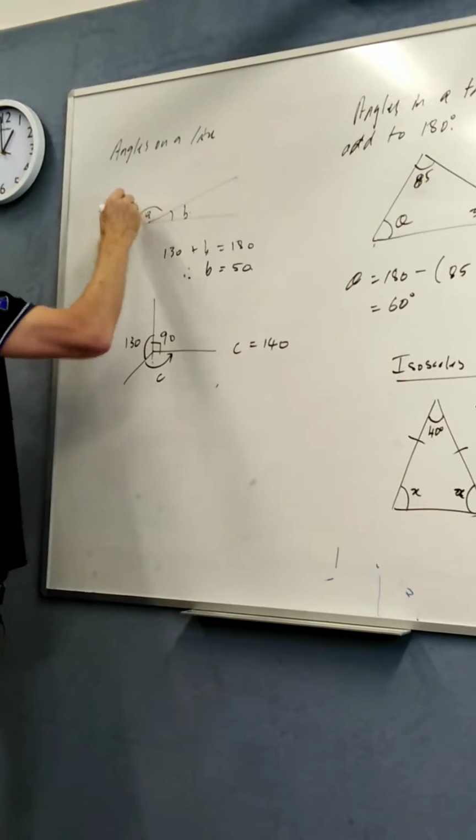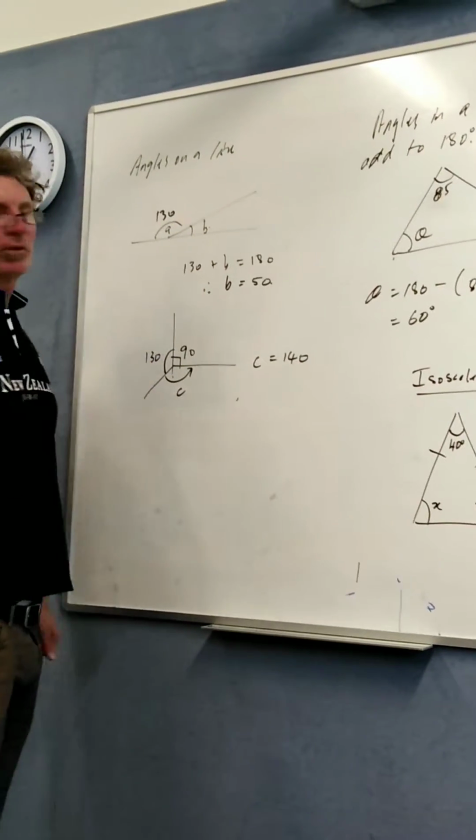If we say A here was 130, then this must be 50 degrees.